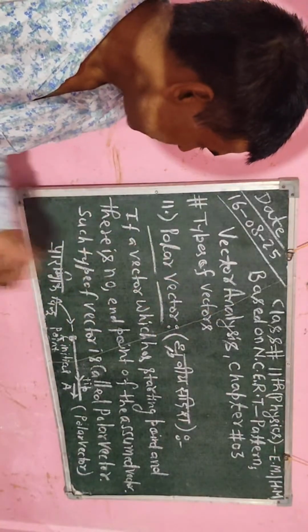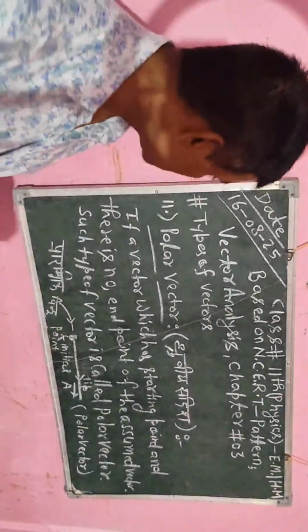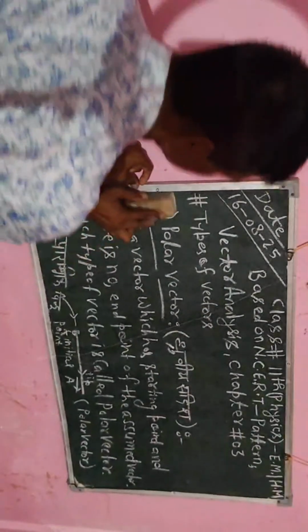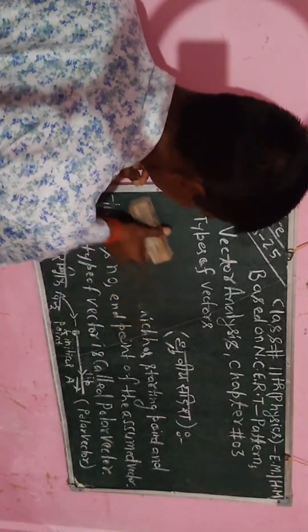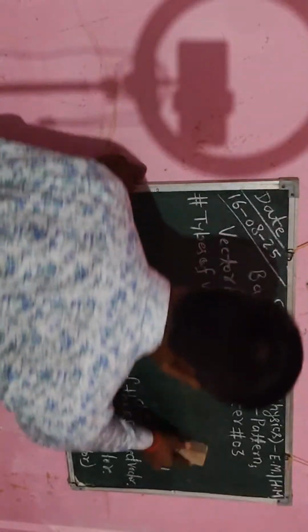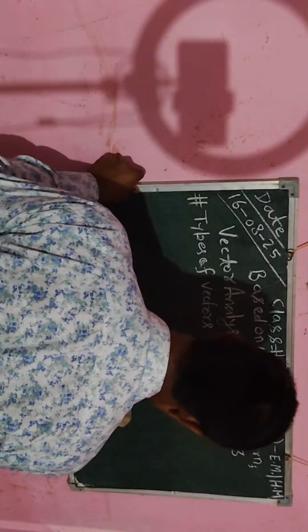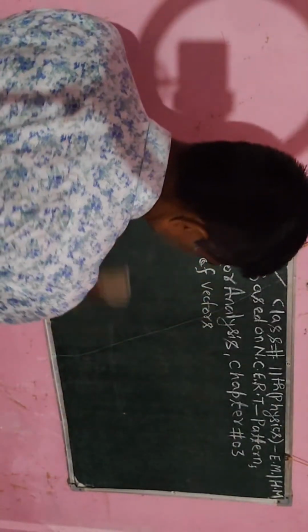Now the next topic I will also consider, that is the axial vector. Here I will explain that point. So I am erasing this, and after erasing I will explain the next topic, that is the axial vector.